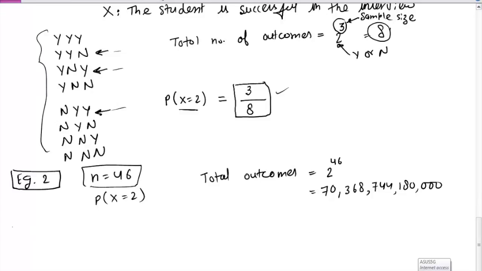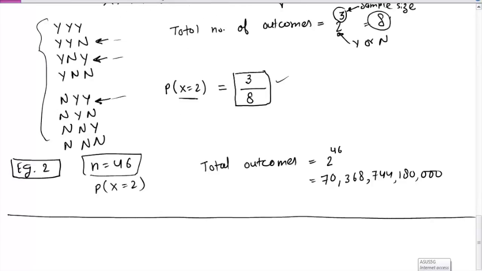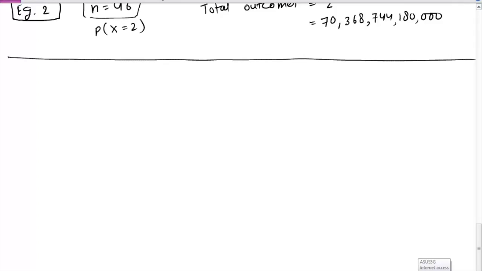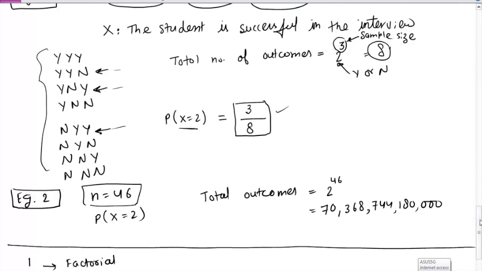But before we solve this, let me go through some definitions. There is a symbol like this in statistics which is called factorial. Now the key thing here, if you look back, is that we identified 3 situations favoring a condition like 2 yes.